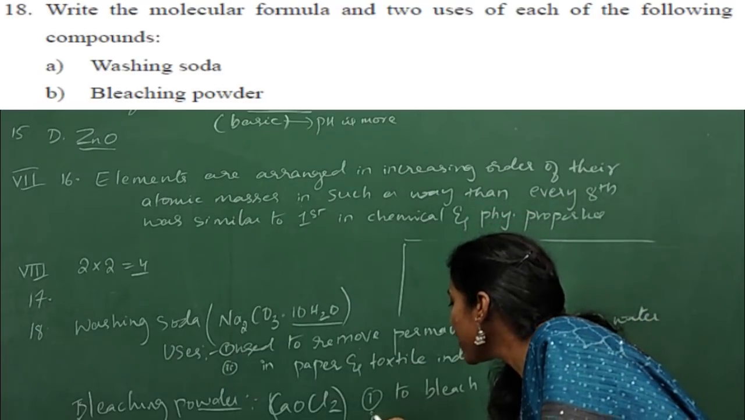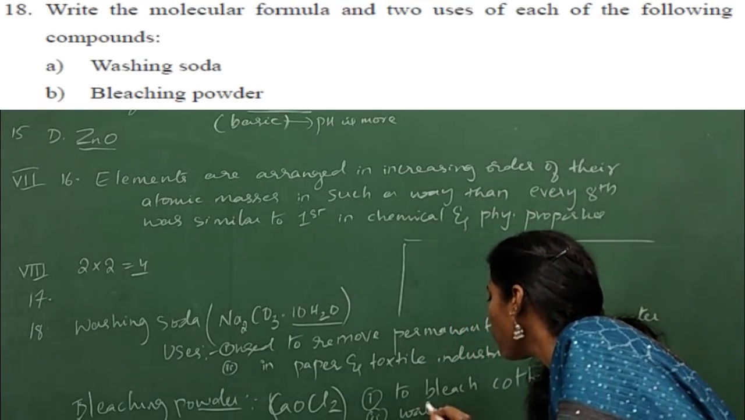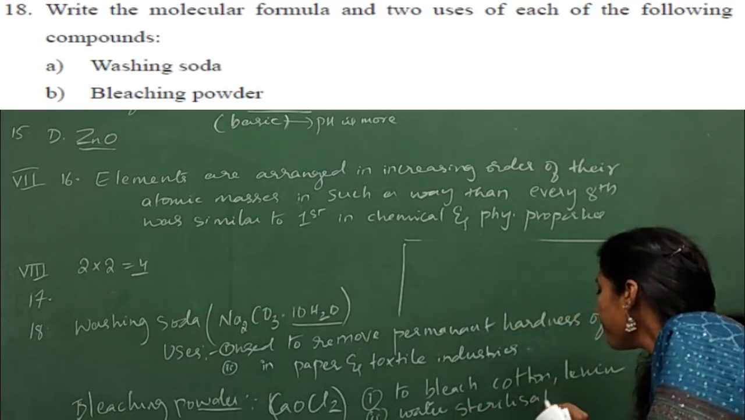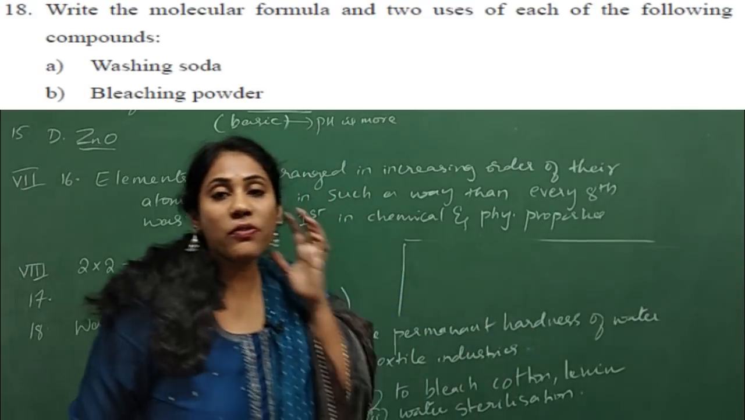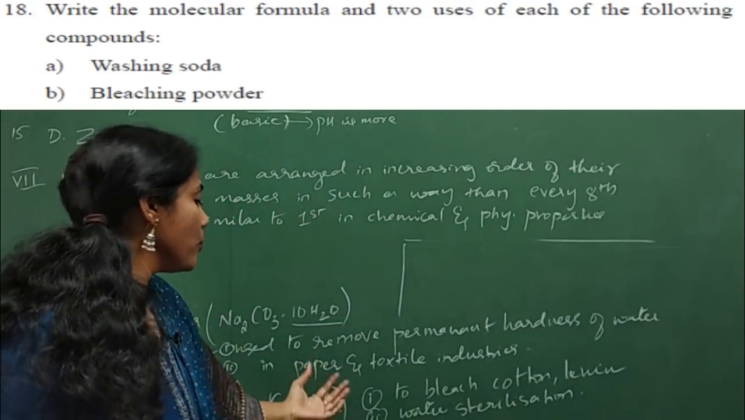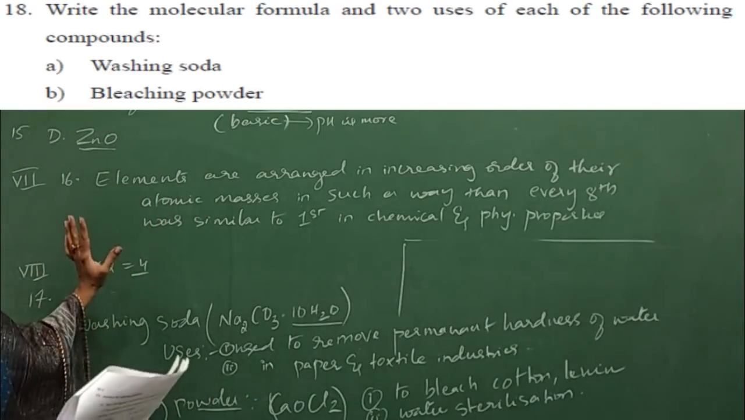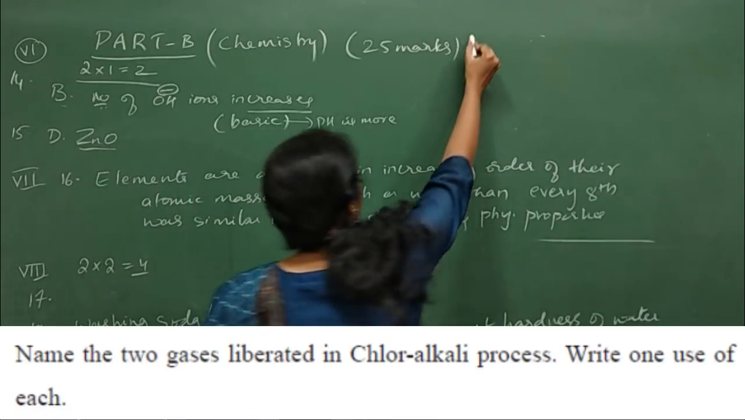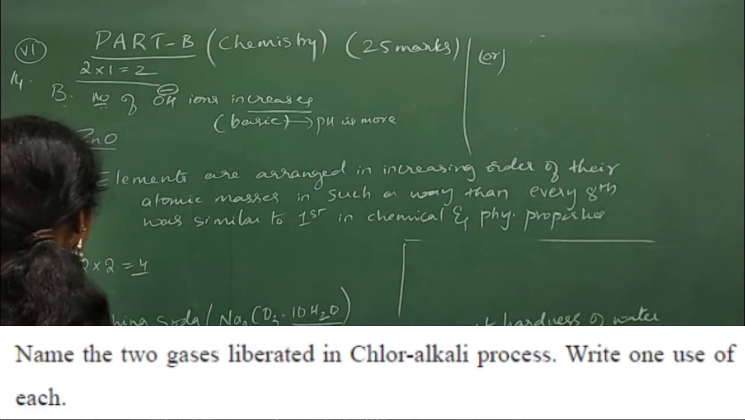The second use is for water sterilization. For water sterilization also you can use this. What do you mean by water sterilization? To kill the harmful germs which are present in water, we can use this. That is all about bleaching powder. And there is an OR question here. The OR question is also very simple, guys.